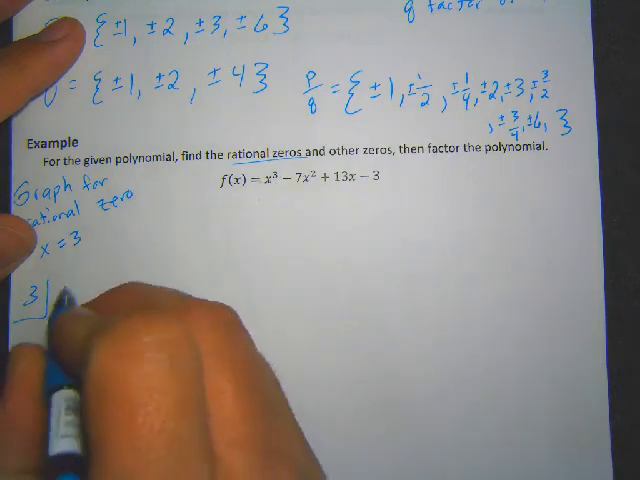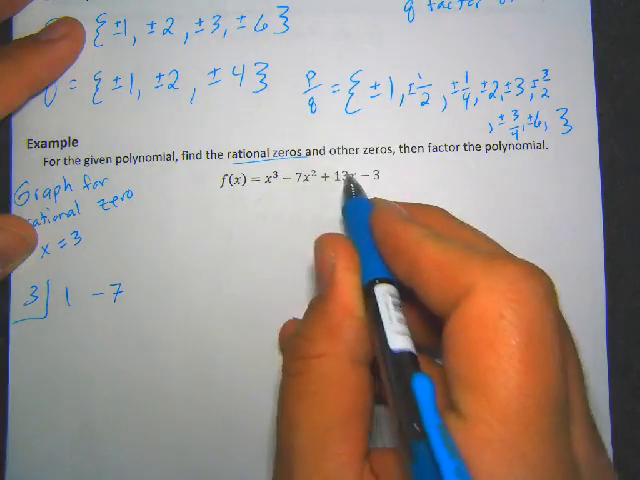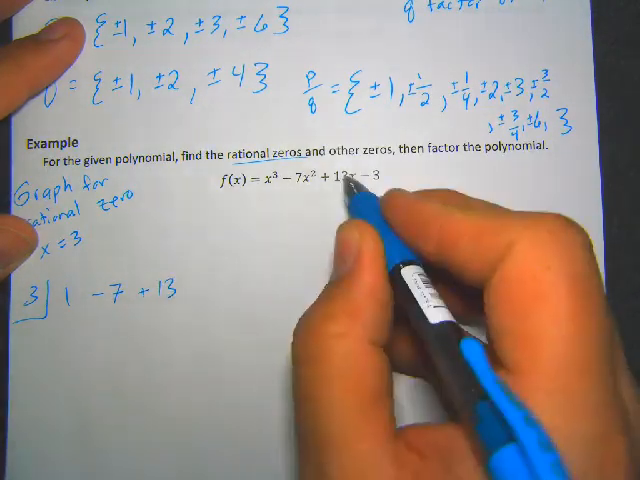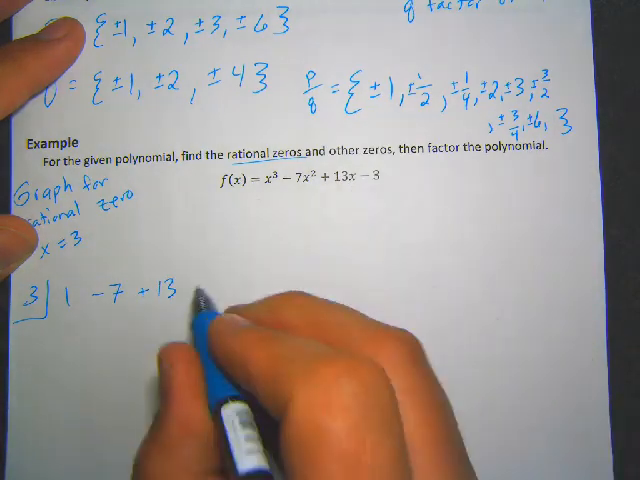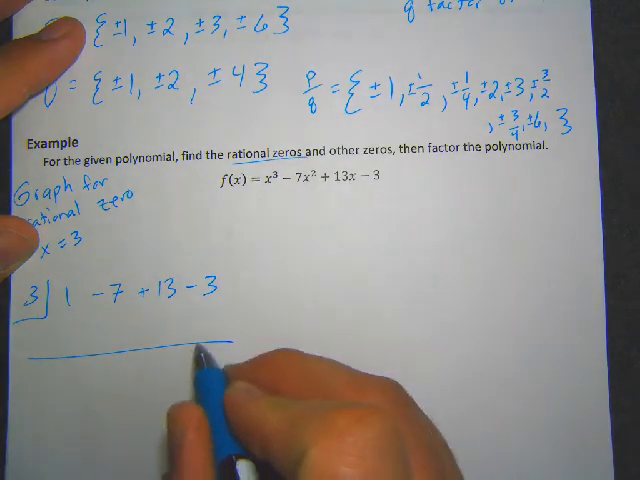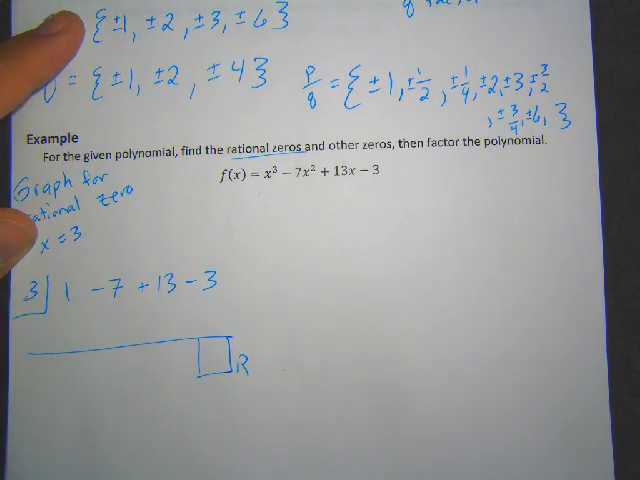So bring down my 1 and -7. Make sure you've got all the x's, right? X cubed, x squared, x. That way you don't need those filler zeros. Plus 13. Because if you do need filler zeros, you want to make sure you put those in. -3. Okay, so that's all my coefficients. I'm going to do like always, I'm going to put my remainder box here because that's hopefully where I get 0. Because we said 3 is a zero, so you should get remainder 0.